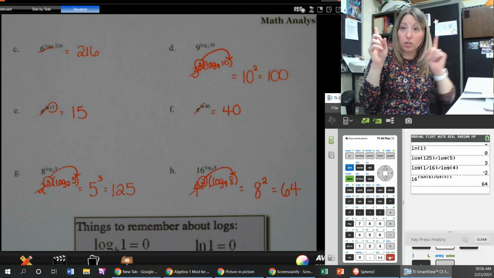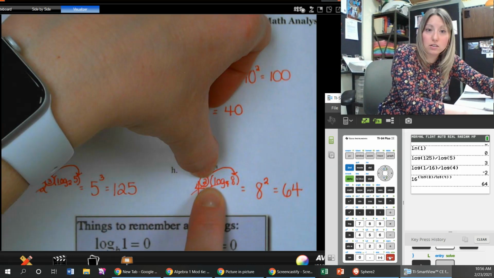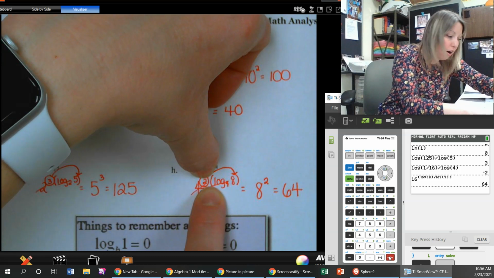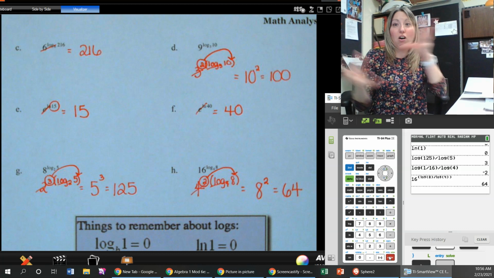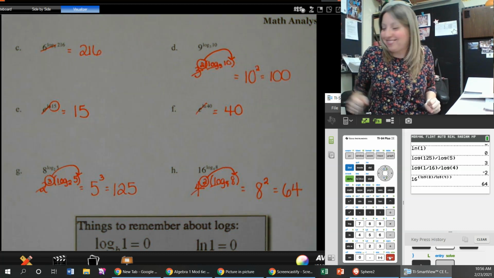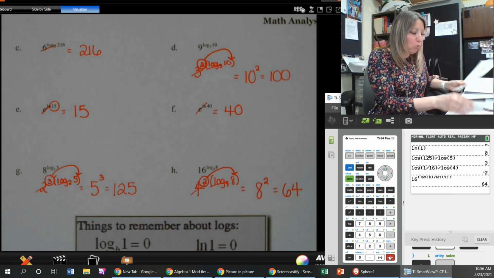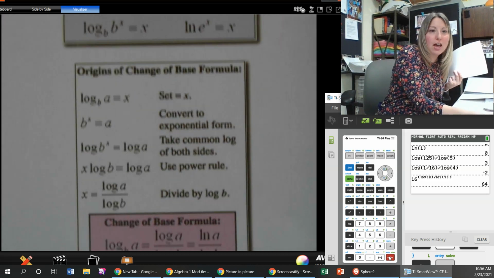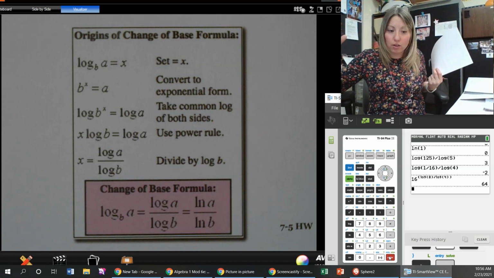But what we're going to learn in the next lesson of the chapter is what I just did, this number out in front of a log, how that is actually an exponent on this answer. So now it's all going to come together. Okay. Guys, again, practice that change of base. Get that in your head, this change of base formula, going back and forth.